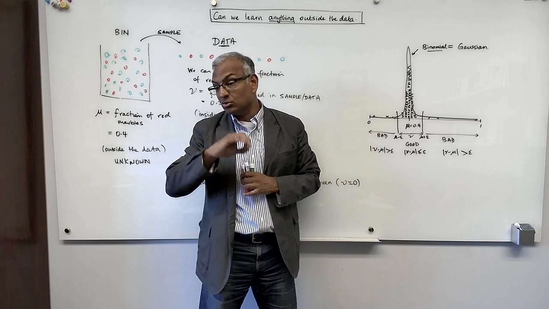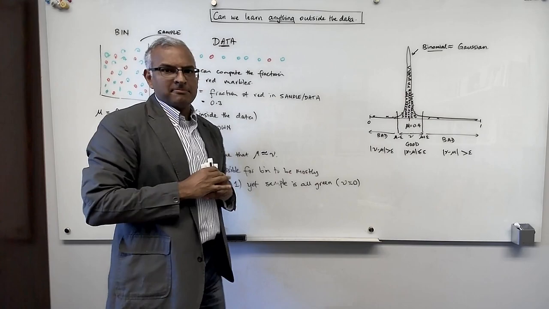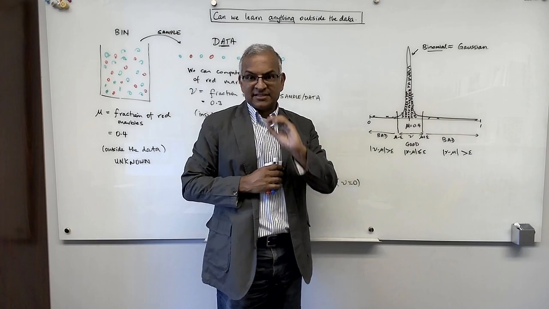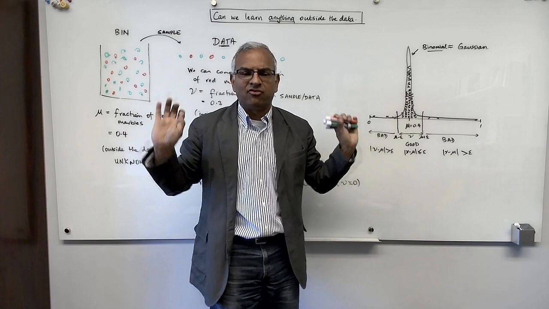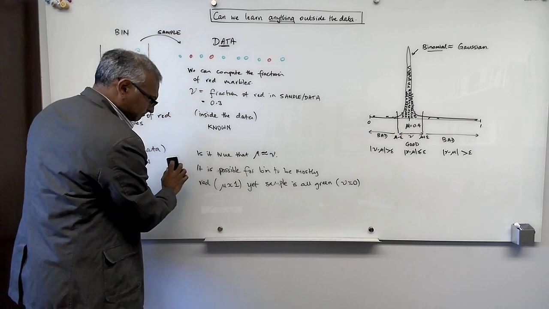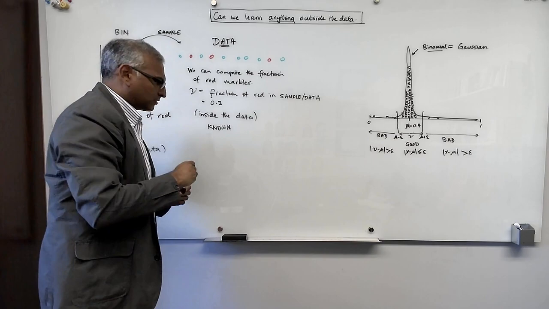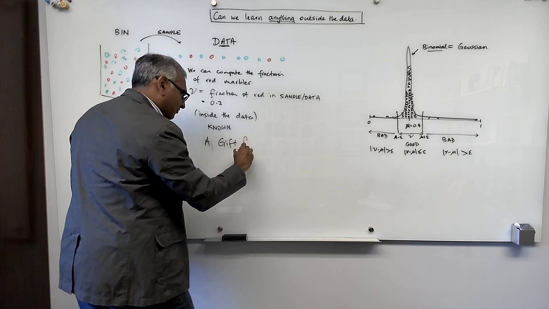Okay. So, can we pin this down mathematically? Can we pin down this picture mathematically? And the answer is yes. And it is a gift from Hoeffding. I'm going to just state the gift from Hoeffding, and I'm going to go through it slowly because it is a complicated formula, but it is a very, very important formula. A gift from Hoeffding, Wassily Hoeffding.